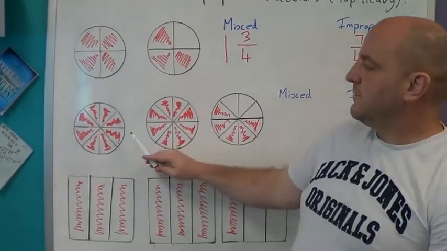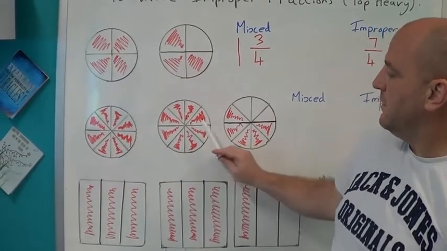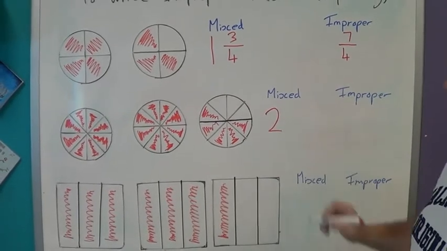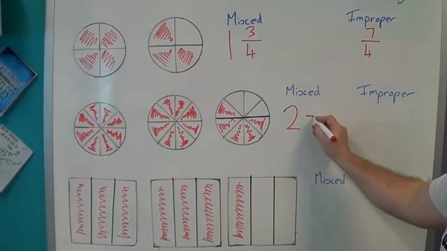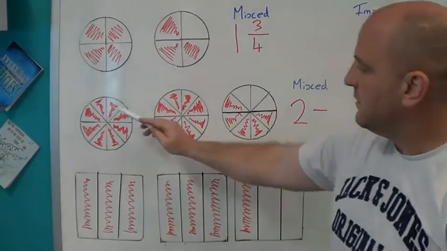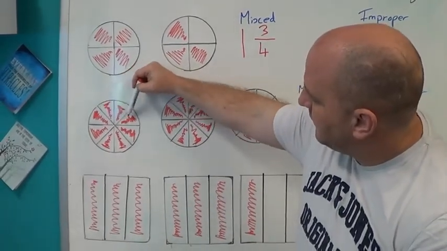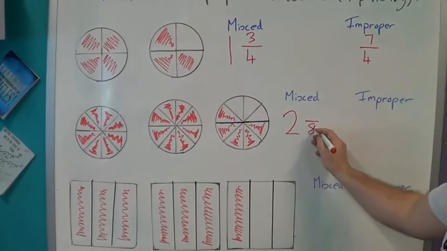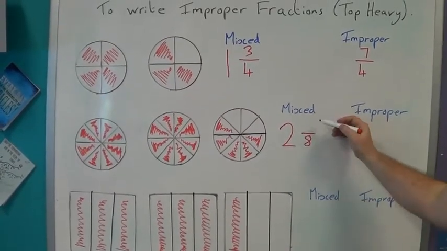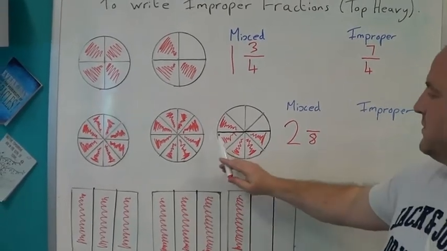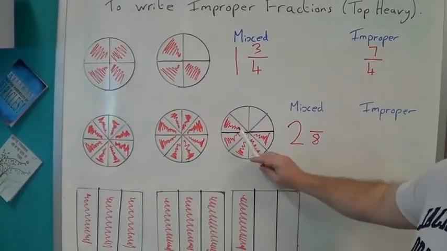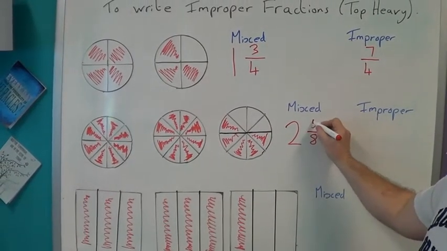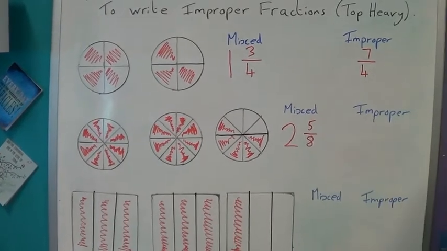Again, we count how many wholes I've got, so that's 1 whole, 2 wholes, so make a big number. Do your fraction line, count how many pieces it's broken into. 1, 2, 3, 4, 5, 6, 7, 8. So this time we have 8 pieces, and then the numerator will be what's left over. So 1 whole, 2 wholes, this is what's left over. 1, 2, 3, 4, 5. So our mixed fraction is 2 and 5/8.